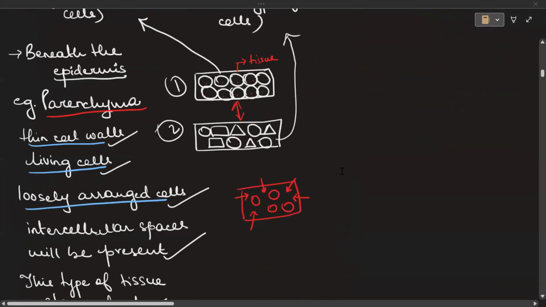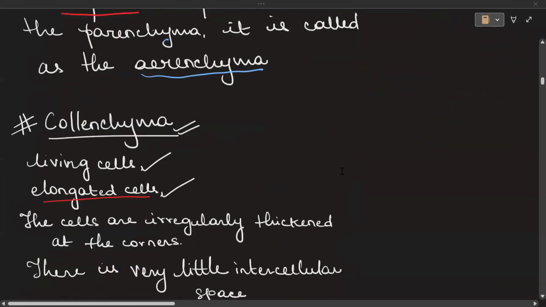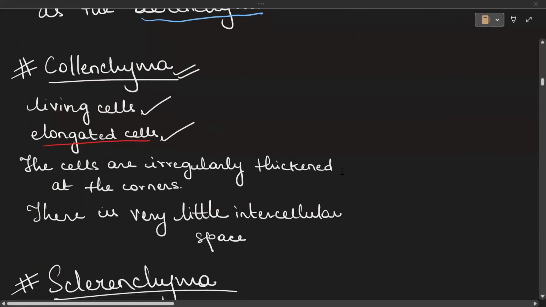This is again another example, that is collenchyma. Now see, in the collenchyma there are all living cells present. All of them have elongated cells. And these cells are irregularly thickened, meaning it has thickening at the corners irregularly, meaning it is not a regular thickening present there. Is it clear to everyone? Yes, ma'am.